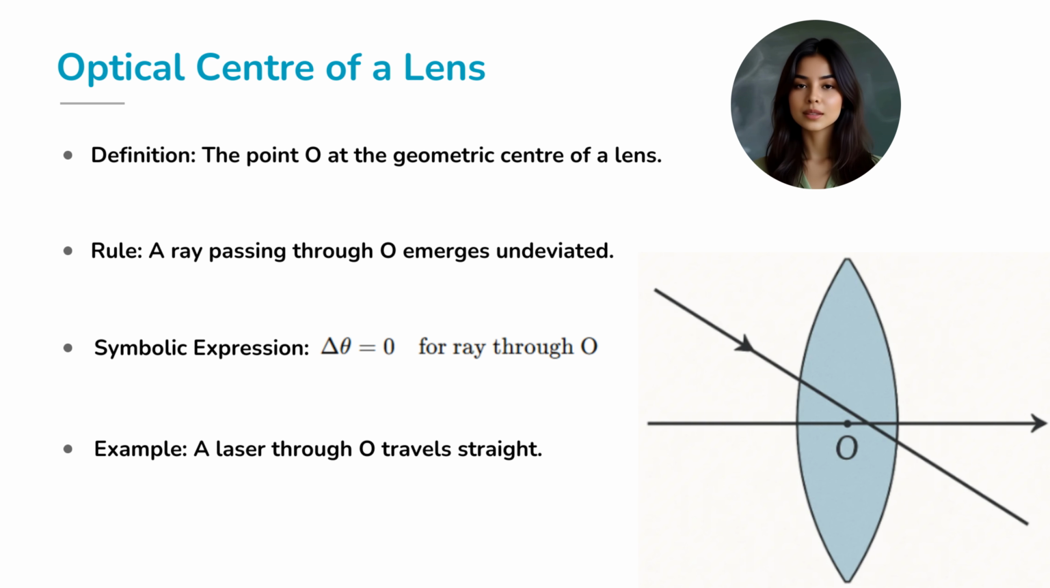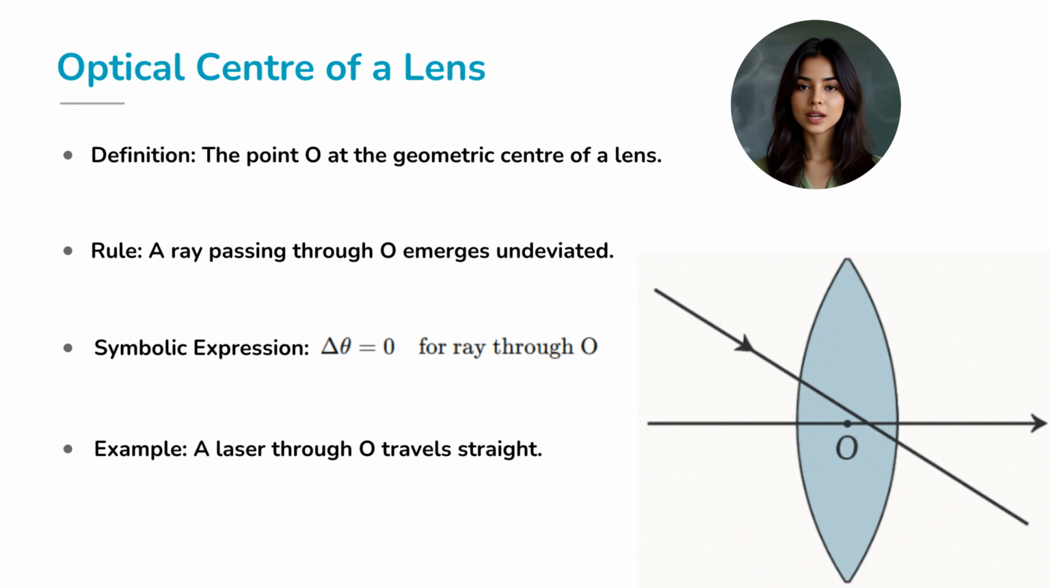By definition, the optical center is the point O at the geometric center of the lens. And here's its amazing property: any ray that passes through this point travels straight without bending at all. We say the ray emerges undeviated. In symbolic form, delta theta equals 0 for a ray through O. In plain words, deviation is 0.